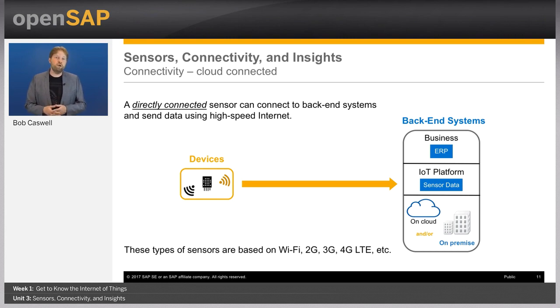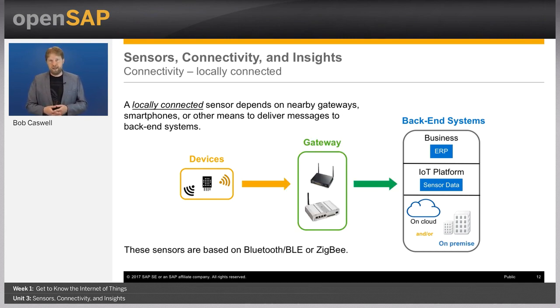So what this means is a locally connected sensor relies on nearby gateways, smartphones, or other means to deliver messages to back-end systems. And these sensors are typically based on some form of Bluetooth or other communication technologies. And in this case, a gateway layer is required. So a gateway connects and receives data from locally connected sensors via communication protocols like low energy Bluetooth or Zigbee. And at the same time, a gateway also connects to backend systems directly and sends sensor data using high-speed internet.